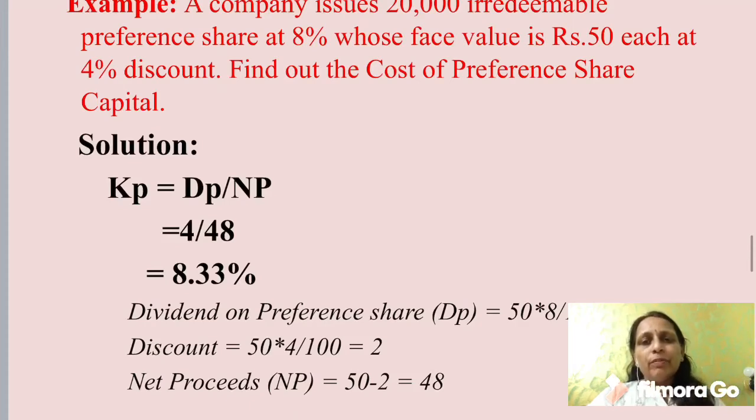So, the dividend in this case will be rupees 4, that is 8% on rupees 50, and the proceed, the amount that the company will get in hand, is not 50 rupees, because the company is giving a discount of 4%. So, 4% on 50 rupees is rupees 2. So, the company will get rupees 48 per preference share. So, simply we will divide 4 over 48, which is net proceed, and 8.33% will be the cost of preference share in this case. We will take up another example.